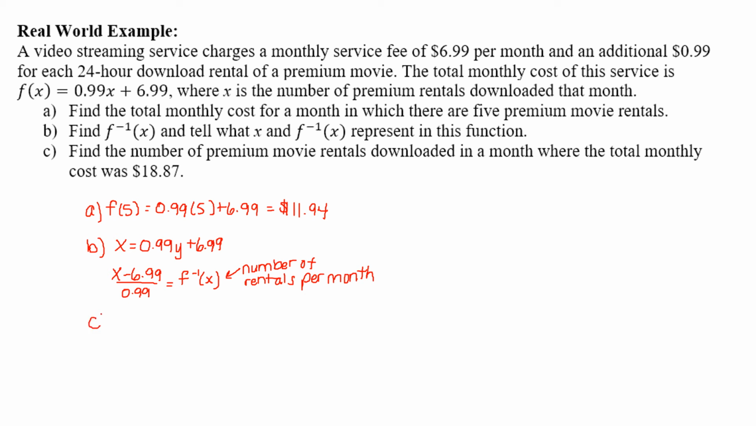And then in part C, it says to find the number of premium movie rentals downloaded in a month where the total monthly cost was $18.87. So X in this case represents our total cost. So they've given me the total cost. And we are trying to find the number of rentals per month. So go ahead and put that into your calculator. And I see that that gives me 12 movie rentals.